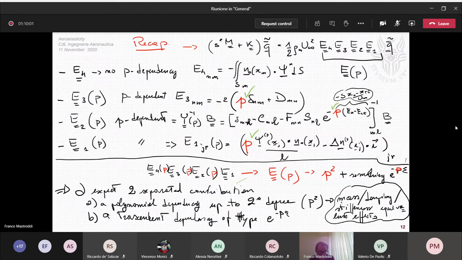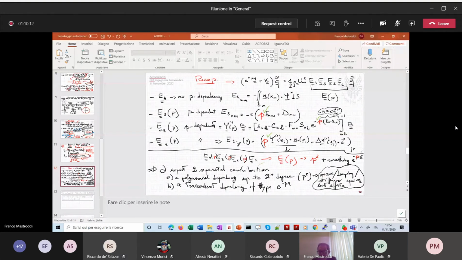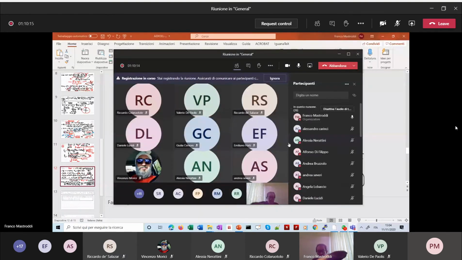And this is the demonstration. Okay. When we have a vibrating body in a flow, you are actually moving the fluid mass around your body, and so you have an effect of an added mass. But you don't have only this effect. You have also an equivalent stiffness and an equivalent damping effect.